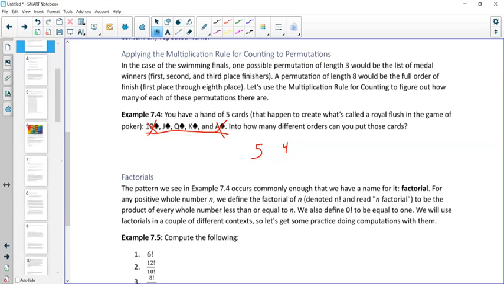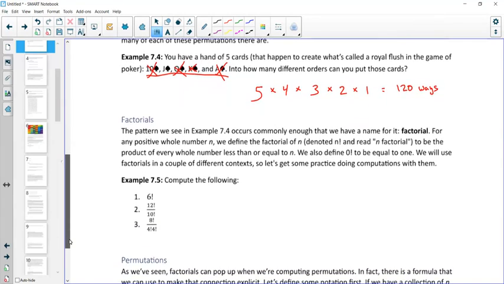So how many possibilities are there for the third card? Well, there's only 3. And maybe that was the queen of spades. And how many possibilities are there for the fourth card? Well, there's only 2. And that was the king. And lastly, 1. And now using our multiplication rule for counting, multiply all of these together, and there's 120 ways to arrange those 5 cards. Keeping in mind, there could not be repeats.